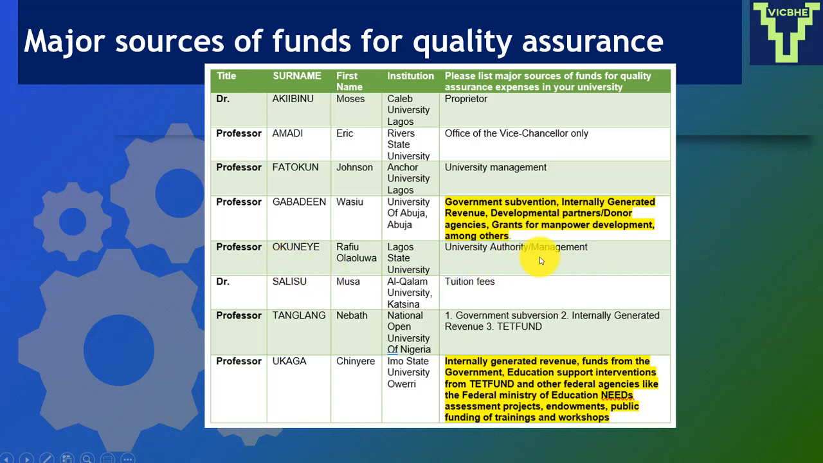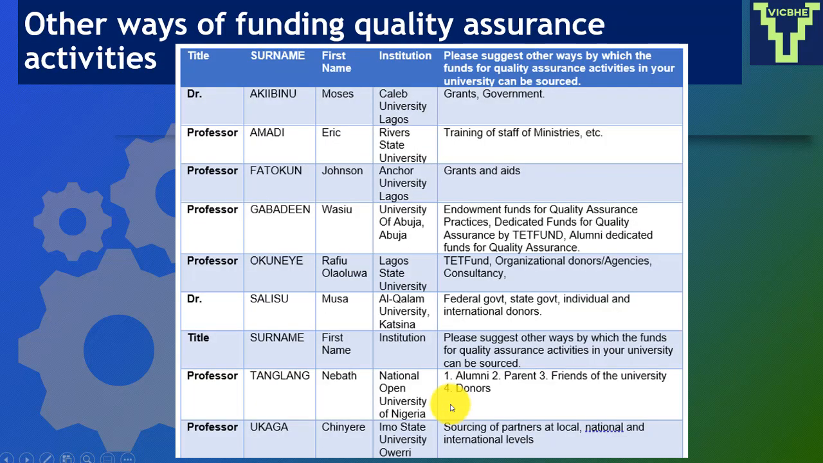Professor Okuneye, University Authorities of Management. Dr. Salisu, Akalam University, Katsina, tuition. Professor Tanglang, Government Subvention, Internally Generated Revenue, TETFund. Professor Okaga Chinyere, Imo State University. I highlighted all of this because it looks a little bit more comprehensive: Internally Generated Revenue, funds from the government, education support interventions from TETFund and other federal agencies like the Federal Ministry of Education, needs assessment projects, endowments, public funding of training and workshops.